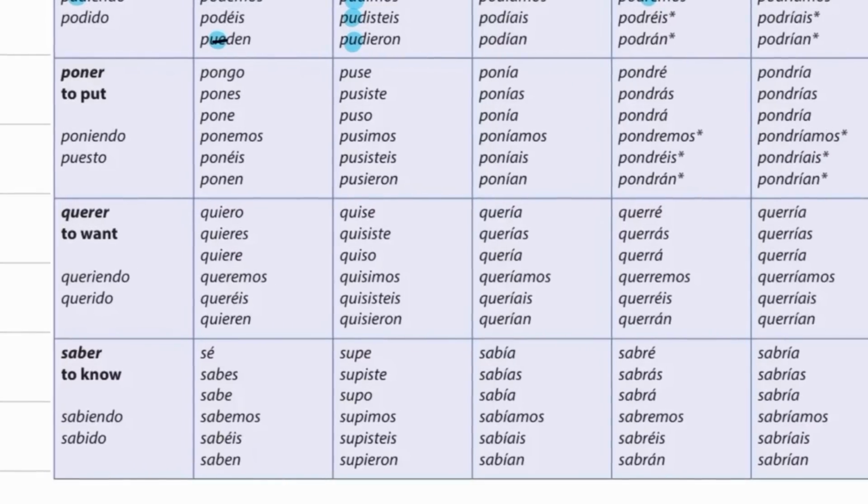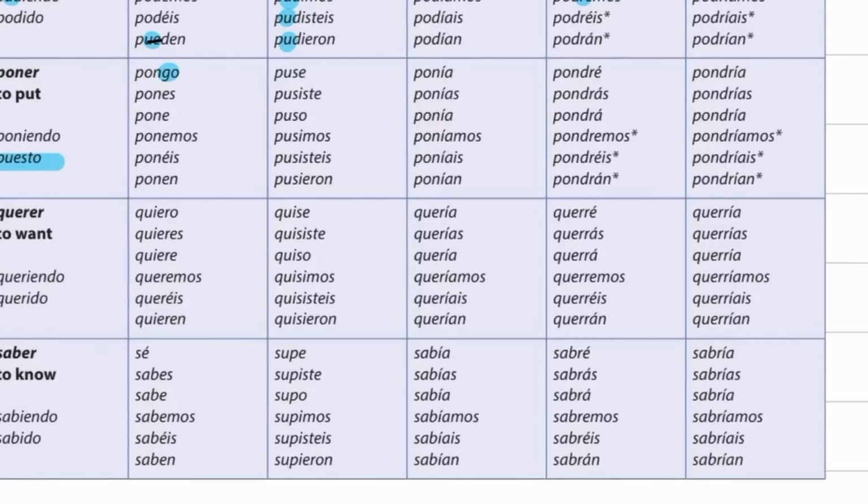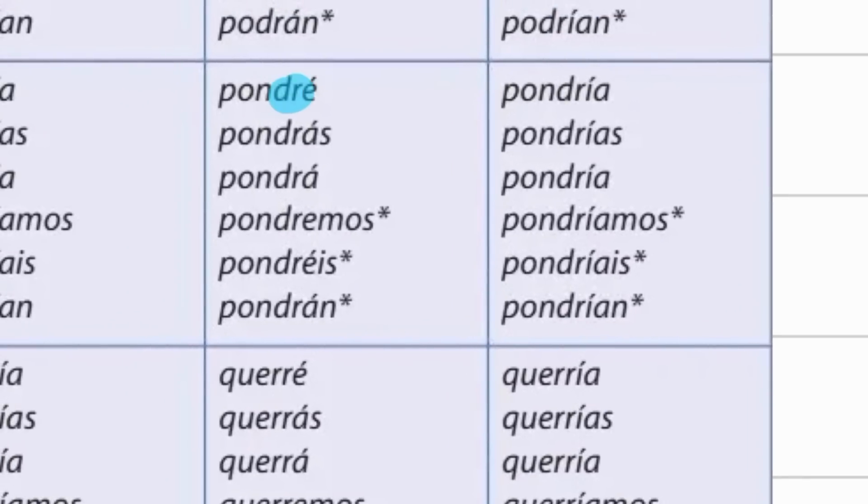Poner is quite a good one. So pongo is the classic I form with the G. We've seen a lot of the I form with the G or with the O. So pongo there. We've seen a lot of irregulars in the I form, stuff like doy, which either has a Y, or like pongo has a G. So tengo, pongo, doy, estoy, soy, either sort of ending in OY or ending in GO. Also, the past participle here, puesto, is quite irregular. Then in the preterite tense, puse, pusiste, a lot of those are quite irregular. And then lastly, in the future and conditional, we've got the DR again.